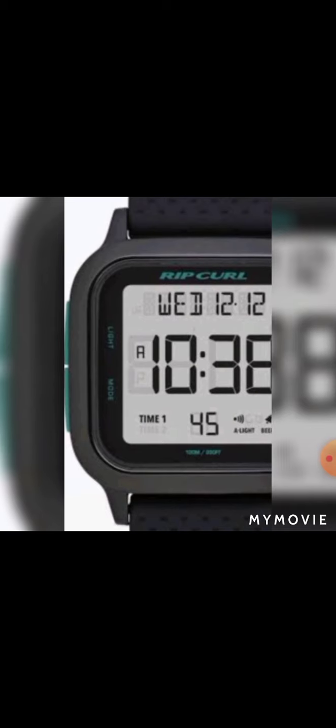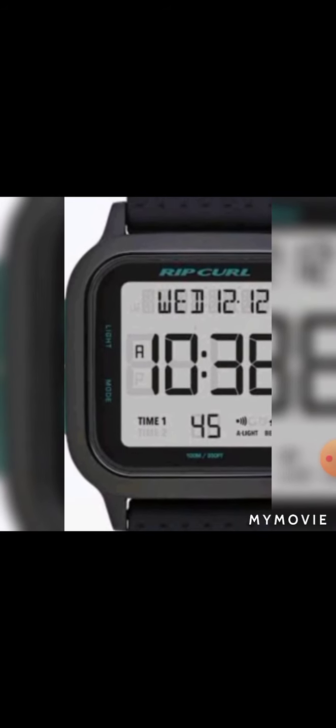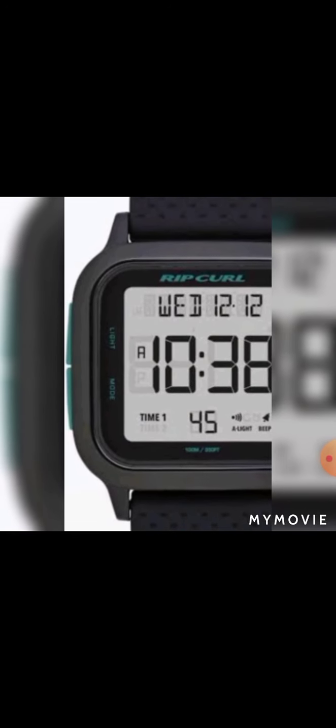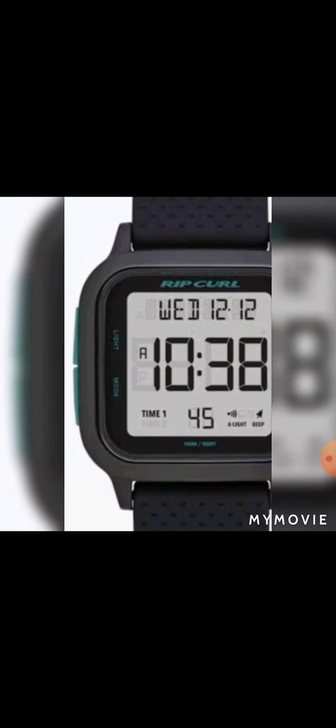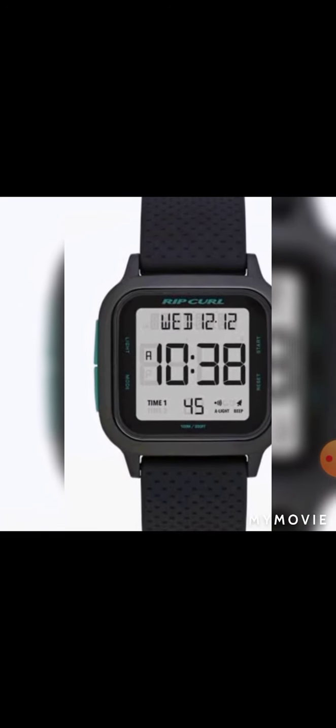Some watches that display time directly in numerals are known as digital watches. In this image, this is a digital watch. The time displayed by them is in HH:MM or HH:MM:SS format.